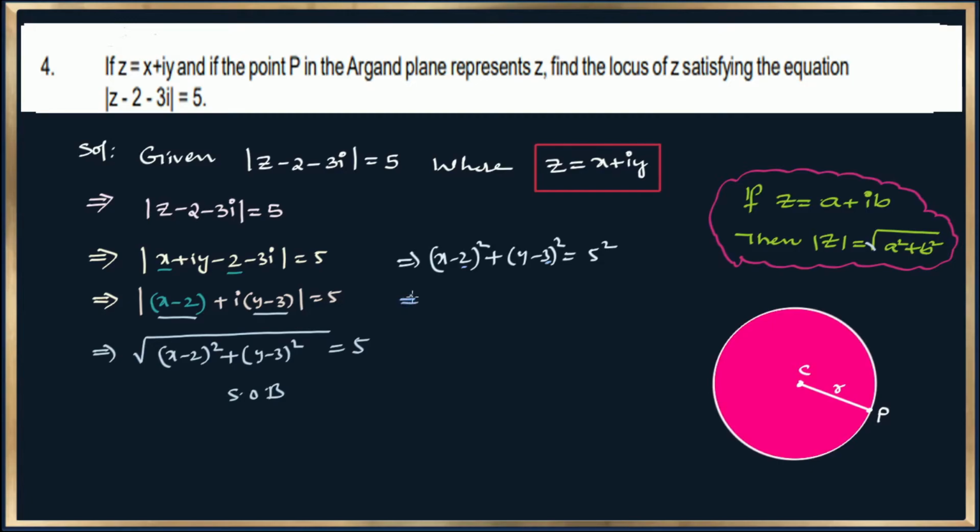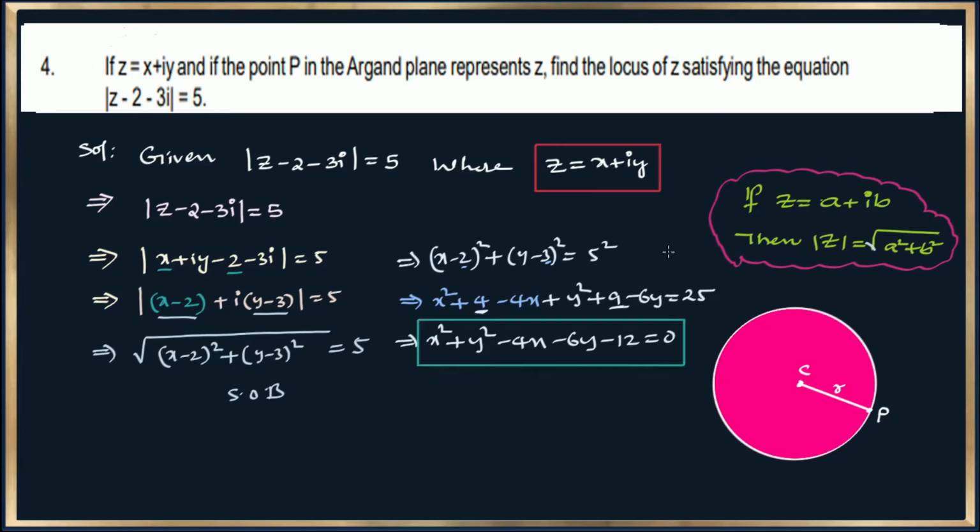We can further expand this equation using a minus b whole square: x square, 2 twos are 4, minus 4x, plus y square, 3 threes are 9, minus 6y equals 5 fives are 25. If you arrange in order, x square plus y square minus 4x minus 6y, 4 plus 9 is 13, minus 25 is, actually, 13 minus 25 is minus 12. So x square plus y square minus 4x minus 6y minus 12 equals 0 represents a circle whose center is (2, 3) and radius is 5. So the equation of the locus of P represents a circle whose center is (2, 3) and radius is 5.